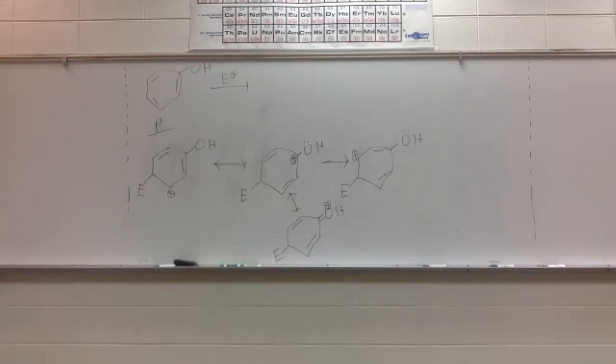The placement of the substituents. Placement, okay. There are definitely only three different possibilities. What about differences within the resonance structures themselves? Is there anything especially stabilizing or destabilizing about any of these three? Ortho, meta, or para?